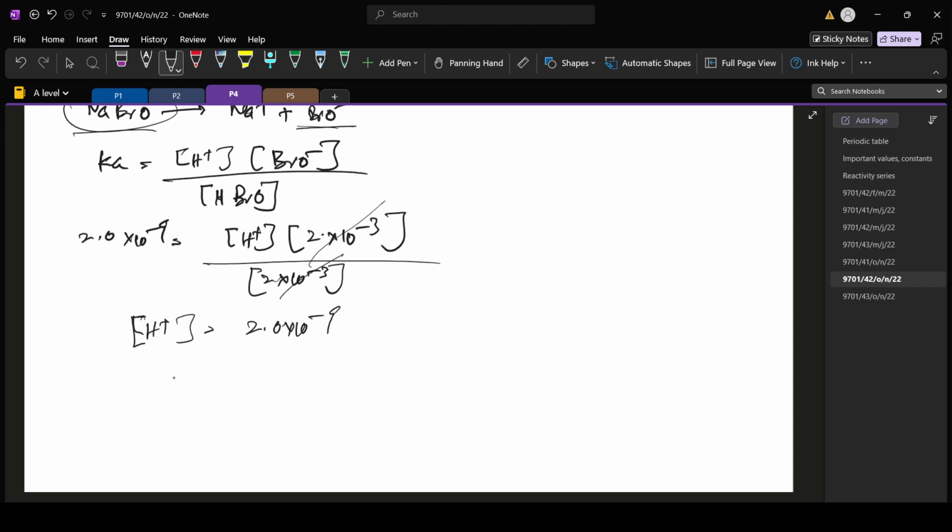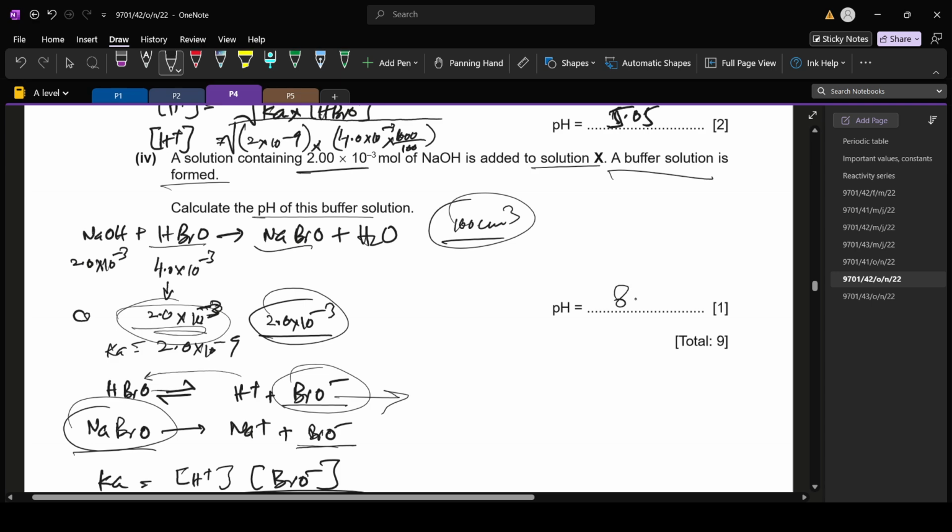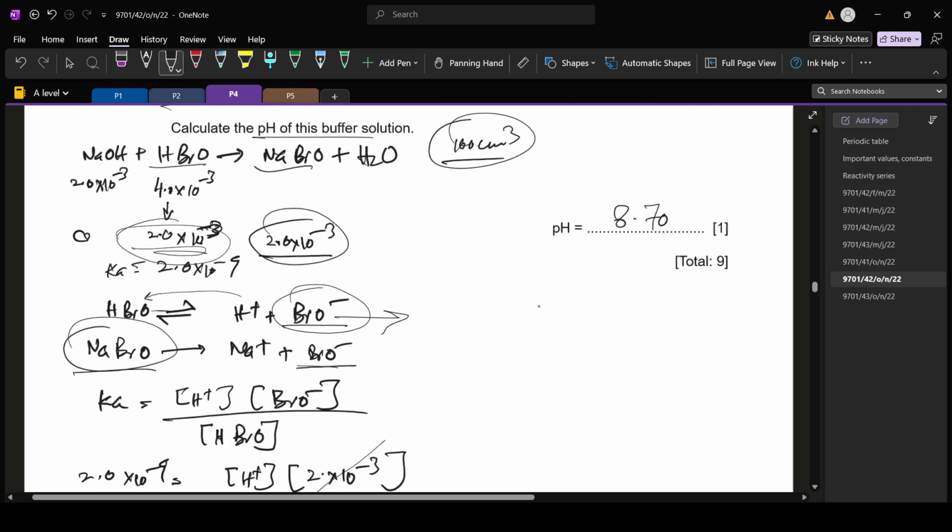Now you have to calculate the pH. pH is equal to minus log concentration of H plus ions, so it is going to be minus log of 2.0 into 10 to the power minus 9, and the final answer is going to be 8.70. Okay, this is your final answer.